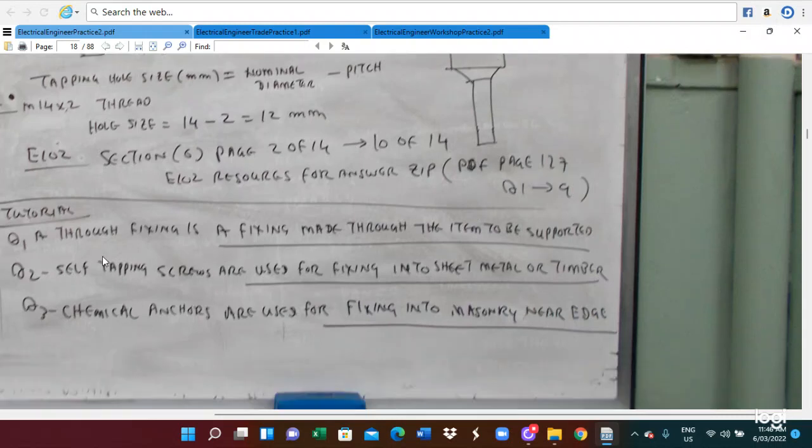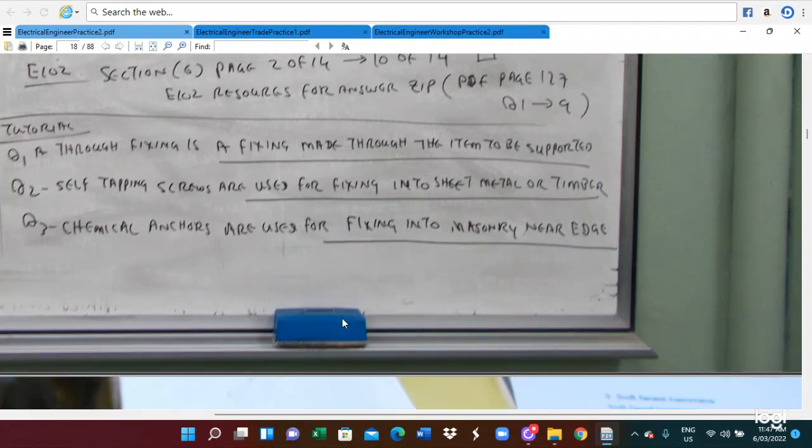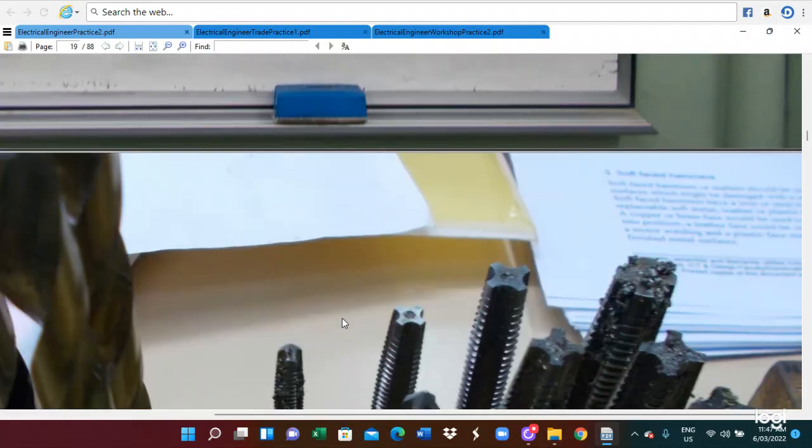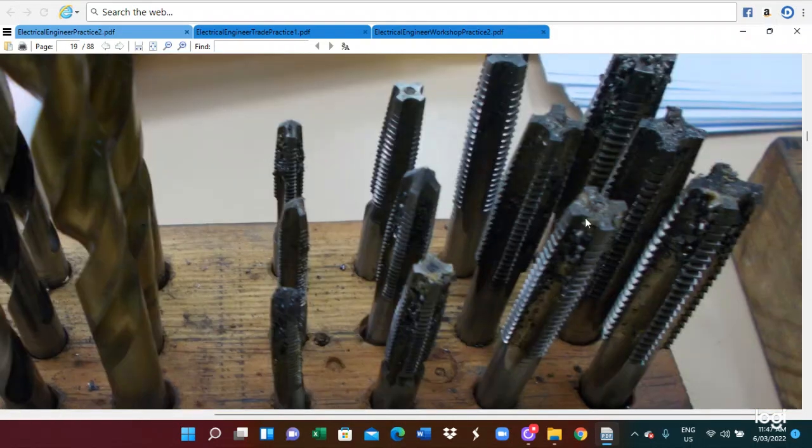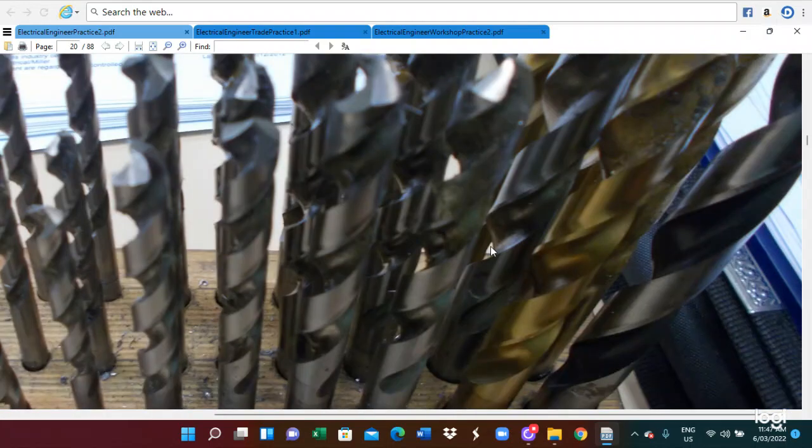In this case, a through fixing is a fixing made through the items to be supported, and the self-tapping screws are used for fixing into the sheet metal or the timber, and the chemical anchors are used for fixing the machineries onto the slab. So this is for the kind of the tap. So this is the tap diagram. Here is a drill bit.